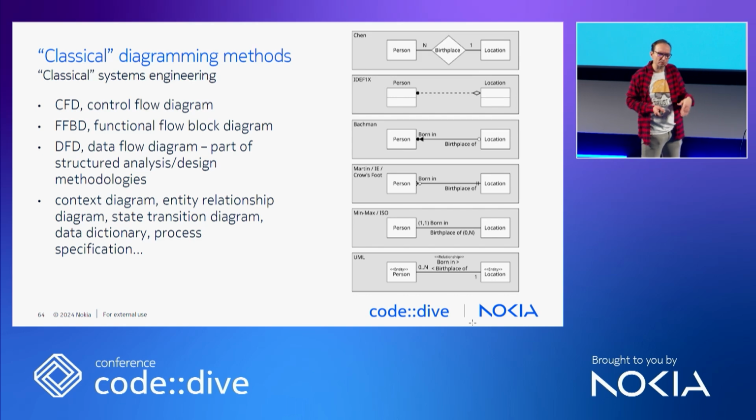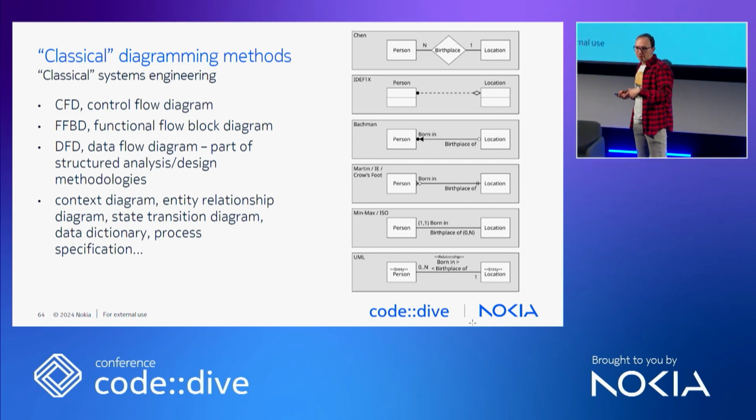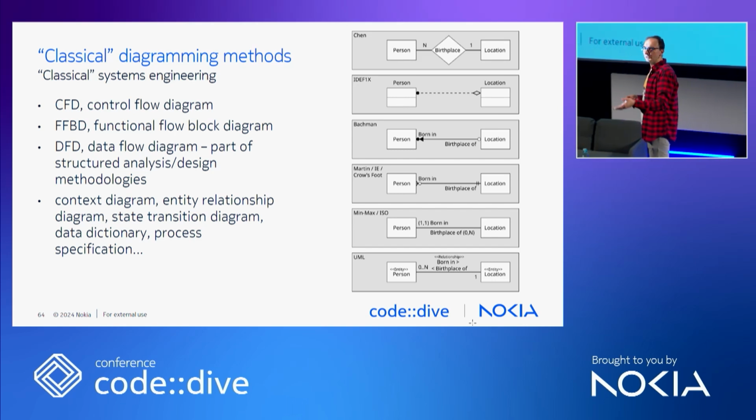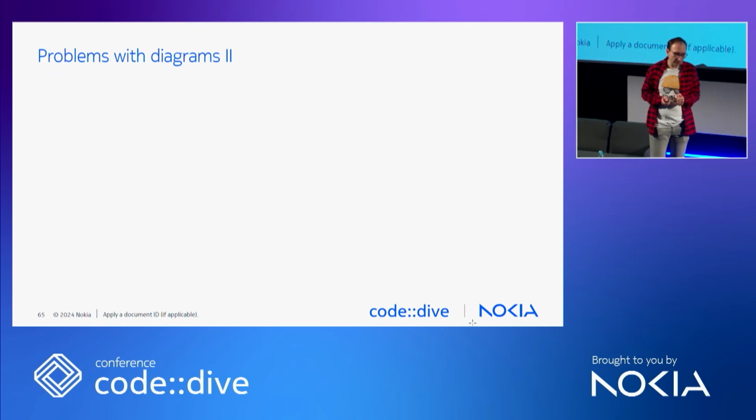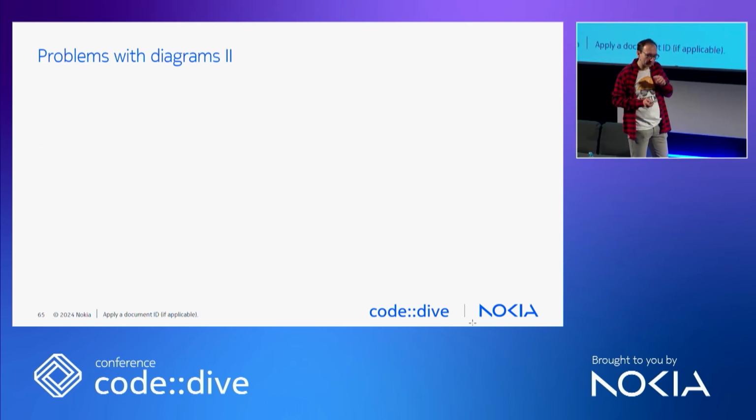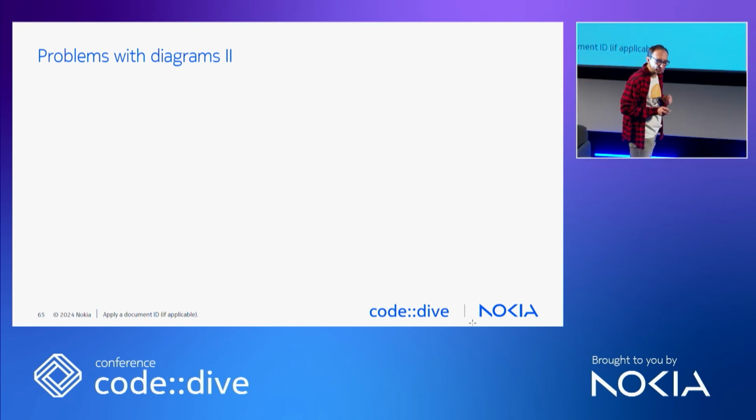Process specification could be in structured English, it could be a flowchart, it could be finally just a pseudocode. Something needed to happen before we got one true and only way of depicting software architecture. But before we get to that, let's talk about another set of problems with diagrams.